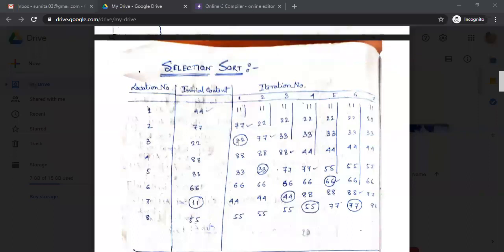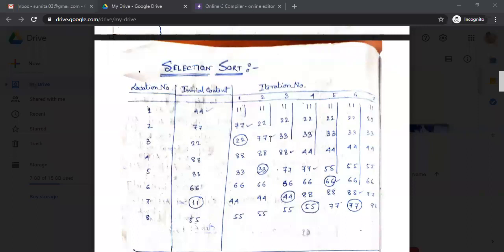Again comparison is there, and obviously 77 is greater than 22. So 22 and 77 interchange their places. See, 22 moves to this place and 77 moves to this place. After iteration 2, we have already arranged this position and this position. We are not bothered about those because the ARR0 and ARR1 position values are already arranged. Move on to the third iteration.